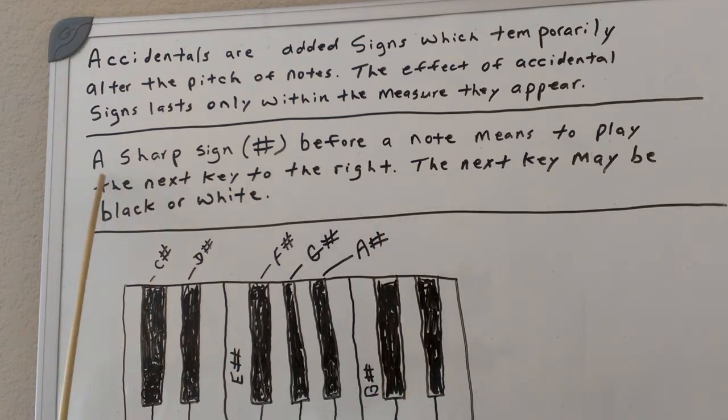Okay? A sharp sign before a note means to play the next key to the right. Remember, let me say it again. A sharp sign, you have this hashtag, before a note means to play the next key to the right. Again, to the right. The next key may be a black key or a white key. So sharp signs, sharp notes are nothing more than accidentals because they alter the pitch of a note. When you go from a C to a C sharp, the pitch is altered. It sounds different. You're hitting a different key.